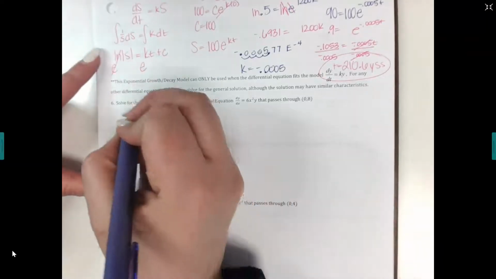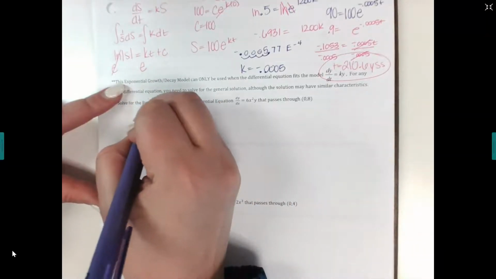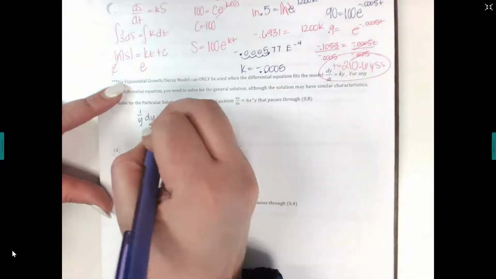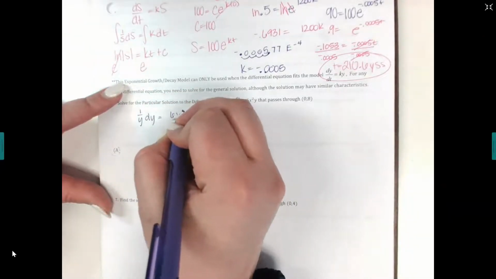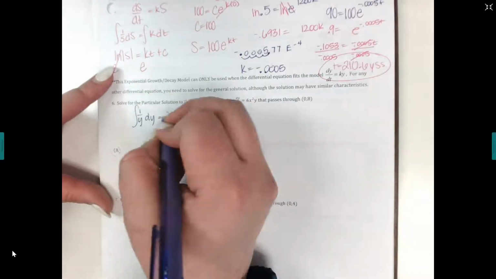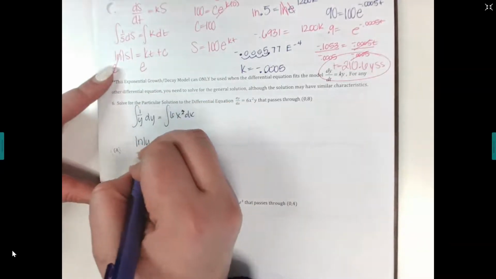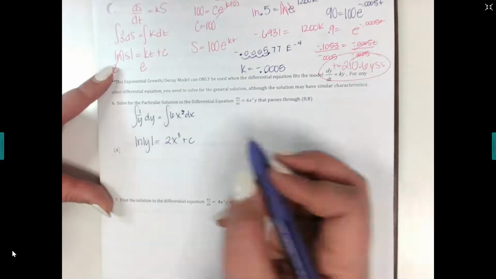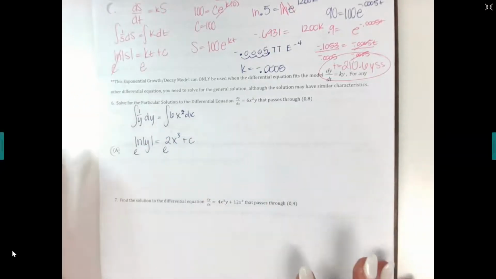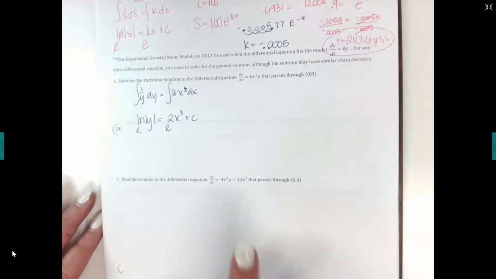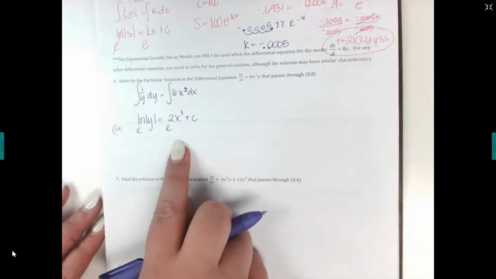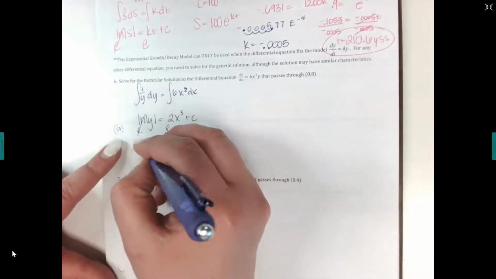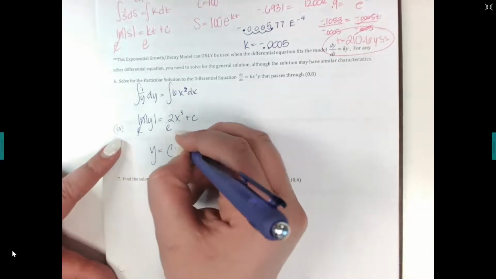Okay, so it should be 1 over y dy, then 6x squared dx. Then you integrate both sides, you get ln absolute value y equals 2x cubed plus c. Then you e both sides. Then the thing that we learned yesterday is that that c moves down to the front. So you would have y equals c e to the 2x cubed. Good.